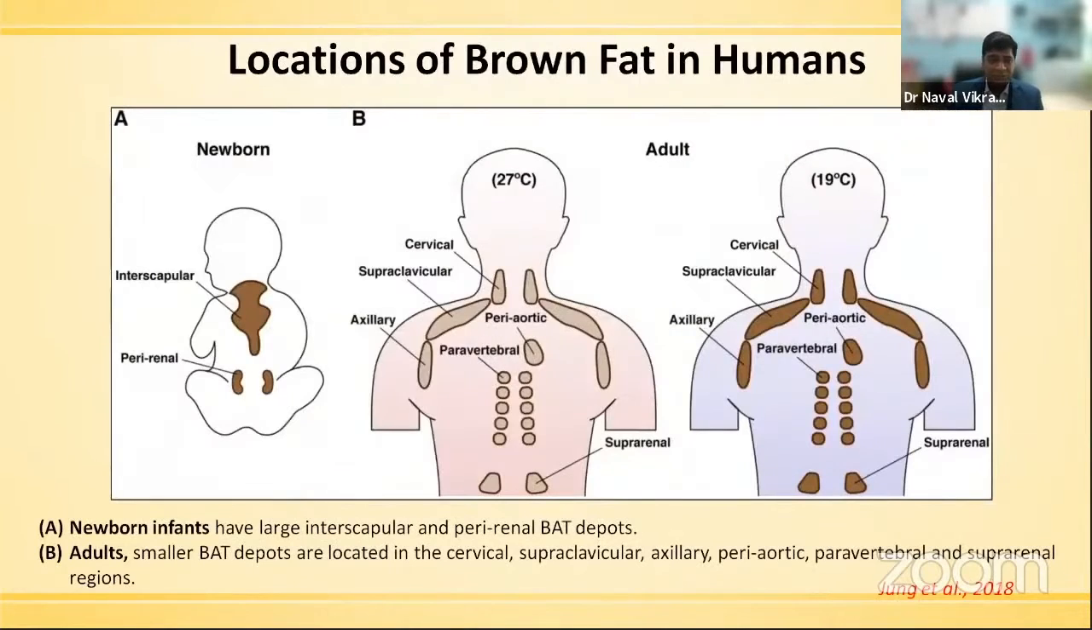Now, this figure here shows the location of brown fat in humans. As we see in infants, it's mainly in the interscapular and the perineal area, whereas in adults, it is mainly in the deep cervical, supraclavicular, and axillary areas. Now, this is not active at a temperature of 27 degrees, and when we see the same thing at 19 degrees, it gets much more active and can be picked up.